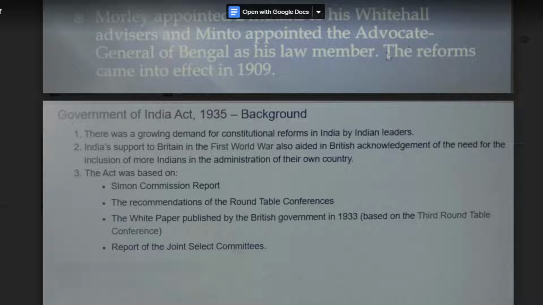Third, the act was based on the Simon Commission report, the recommendations of the Round Table conferences, the white paper published by the British government in 1933, and fourth, the report of the Joint Select Committee.